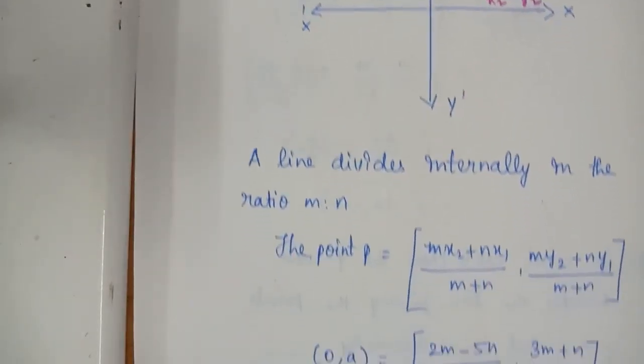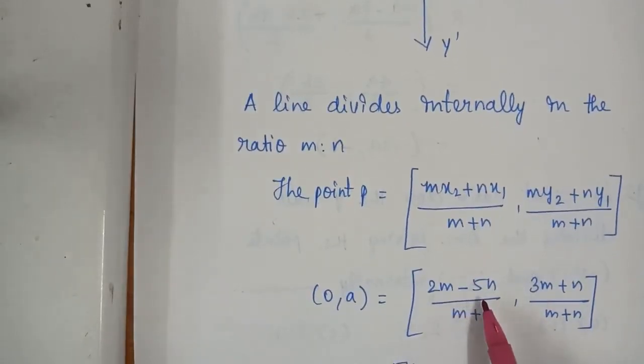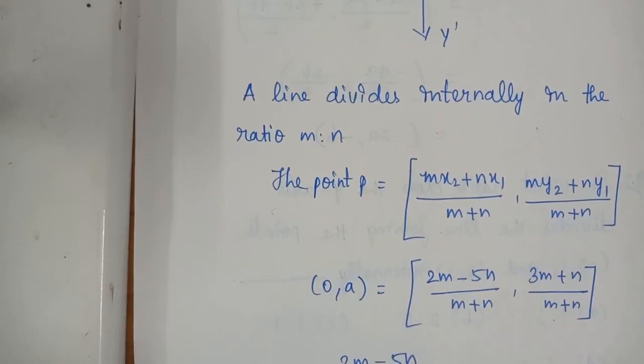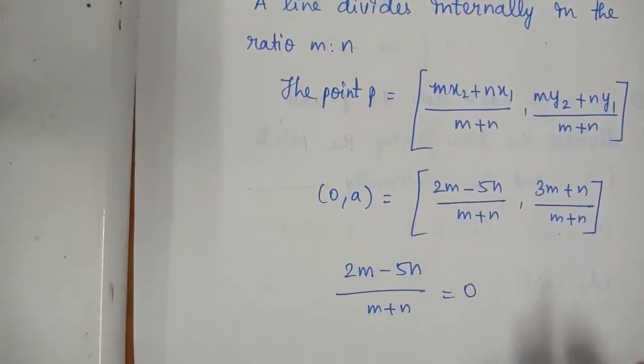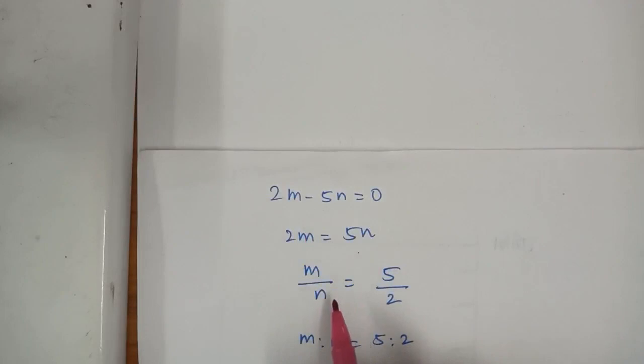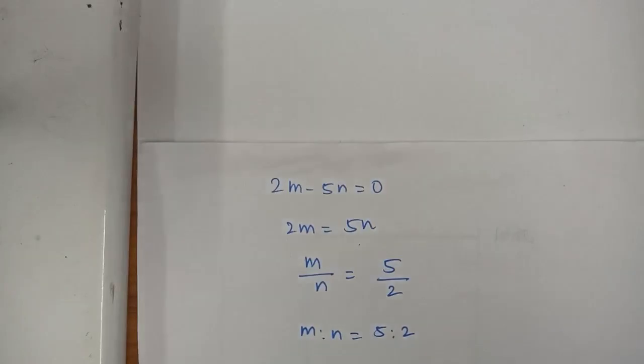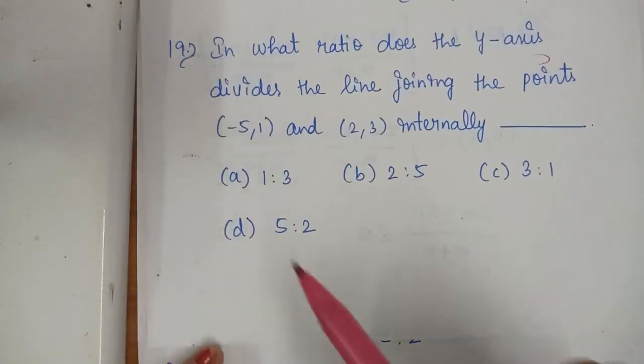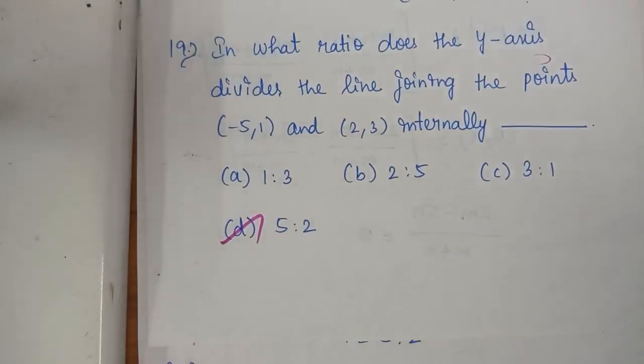You substitute the values in the formula, you get (2m minus 5n) divided by (m plus n), comma (3m plus n) divided by (m plus n). You just equate the x coordinate. So (2m minus 5n) by (m plus n) is equal to 0. Then the next step is cross multiplication. So you get 2m minus 5n is equal to 0, 2m is equal to 5n, m by n is equal to 5 by 2. The ratio m is to n is equal to 5 is to 2. The correct option is option D, 5 is to 2.